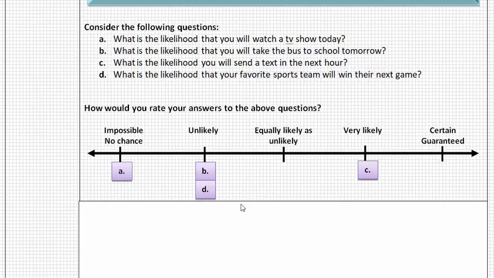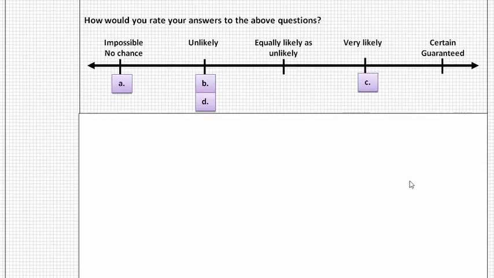And the likelihood that my favorite sports team will win their next game, well, right now my favorite sports team is the Giants. They have not been playing very well, so I put them at unlikely. We will compare where we put our answers to these questions in class and discuss how we decided on those. Let's go ahead and move on to the next question. What I want to talk about is how could we numerically talk about this scale?